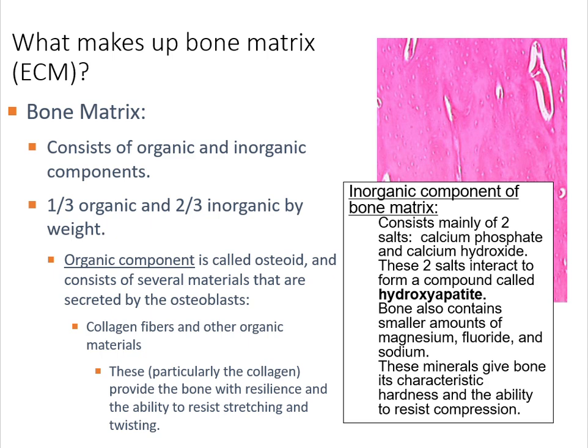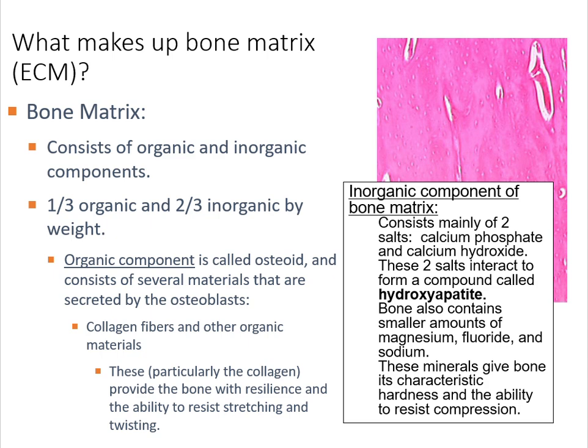So let's take another overview of the bone matrix. What makes up the extracellular matrix of bone? Again, that's 1/3 organic and 2/3 inorganic matrix. The organic component is osteoid, mainly collagen, made by osteoblasts, and the inorganic component is calcium phosphate salts. Really, it's two salts, calcium phosphate being the most common and calcium hydroxide also being present. And these two salts interact to form a compound that we call hydroxyapatite, which is the inorganic component of the bone matrix, about 2/3 of that bone matrix.